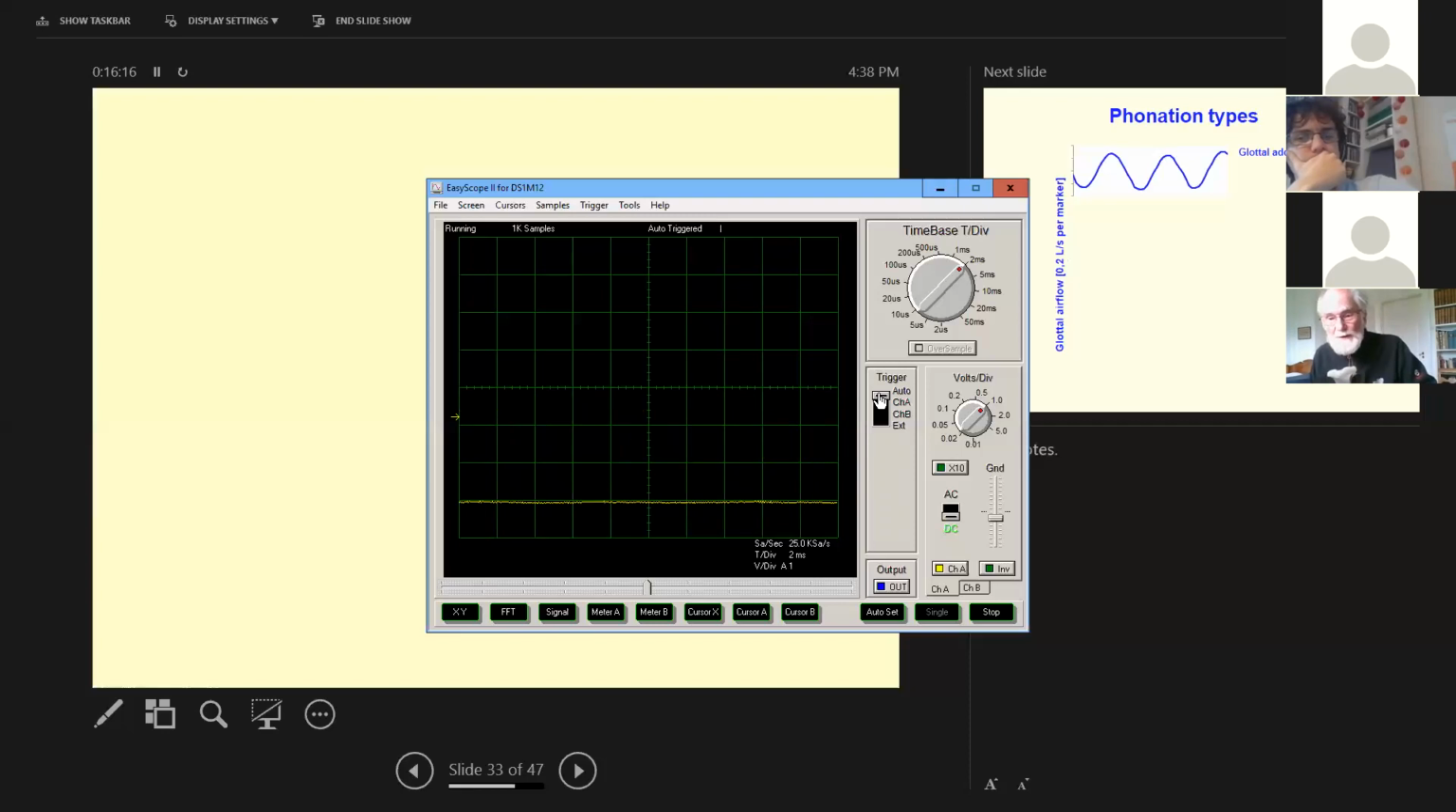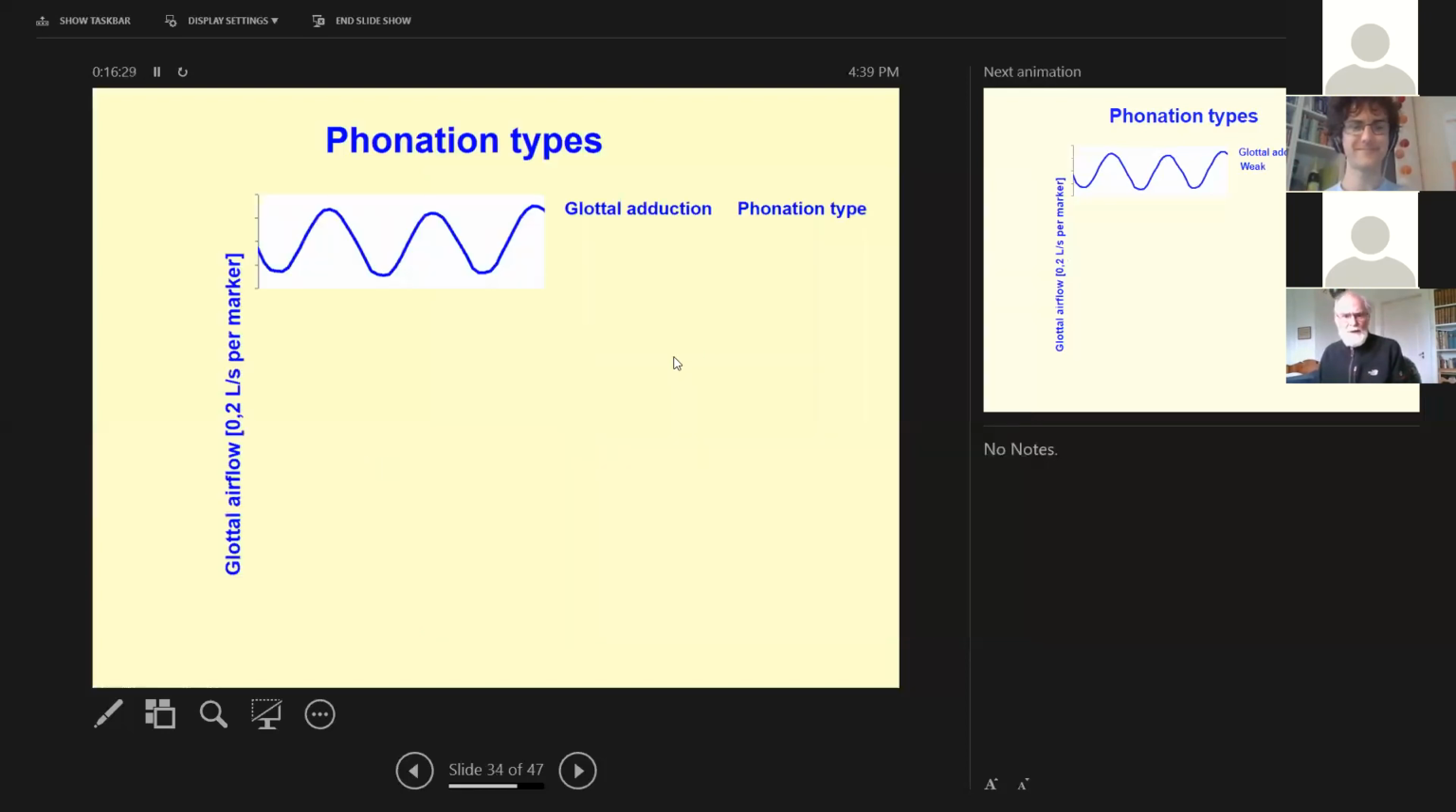Okay, we have a lot of variability in the shape of the flow glottogram when we vary glottal adduction, that is for sure. So here we have some organized examples. Glottal adduction is here weak, and we get a breathy voice. So glottal airflow here, and then we have time there.